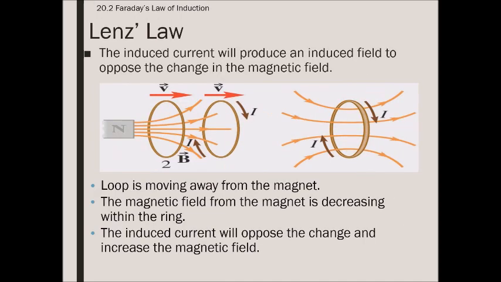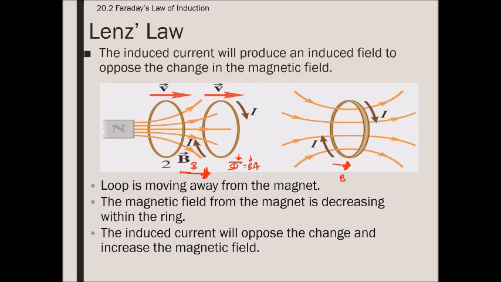Then, however, if the ring continues over the magnet and it starts to leave, the magnetic field is still to the right, and now my ring is leaving. So the magnetic field is getting weaker. The flux is equal to B times A. B is getting weaker, so my flux is getting weaker. And so the ring is going to say, oh, the flux is getting less. I need to increase the flux. So it is going to make the magnetic field in the same direction as the magnetic field is losing.